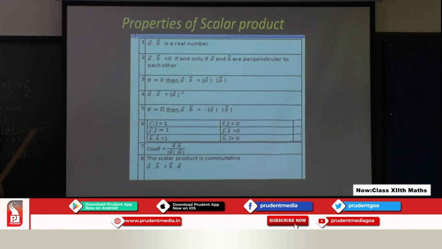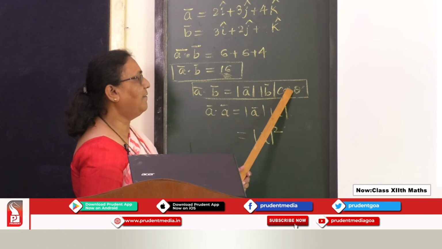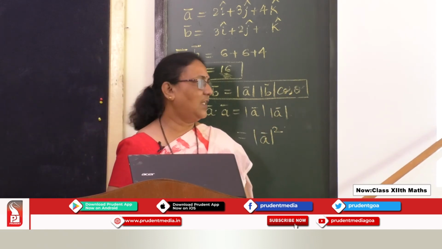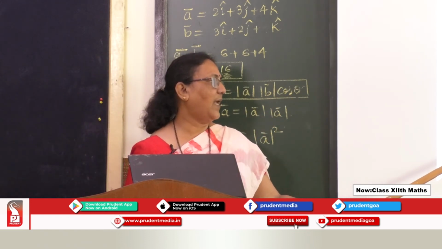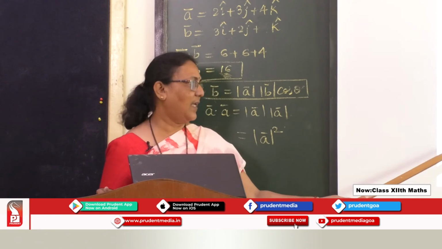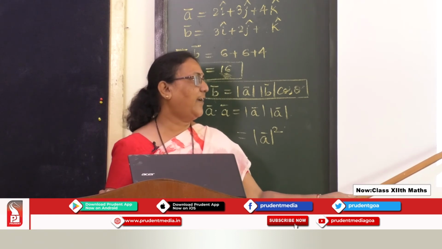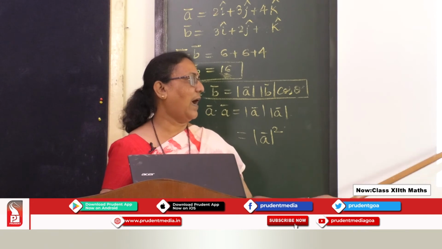Now, from the definition, A dot B is the same as magnitude of A into magnitude of B into cos theta. Bring both of these below, then you will get the value of cos theta. Cos theta is the dot product of A and B divided by magnitude of A and magnitude of B. The angle between two vectors is found by this formula.